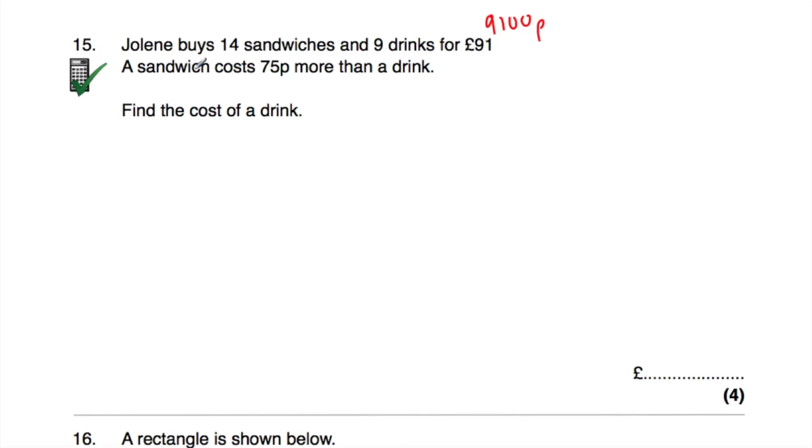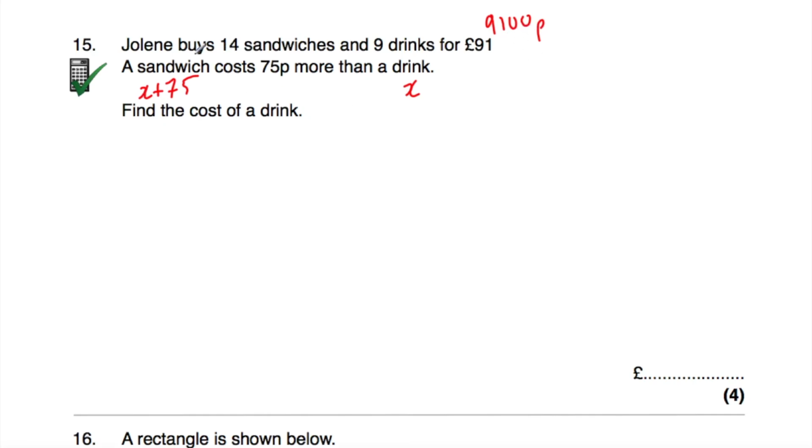Okay, and now let's make an equation because we're told that a sandwich costs 75p more than a drink. So if a drink costs X pence, a sandwich costs 75p more, so that'll be X plus 75. It's 75p more than what a drink costs. So if a drink costs £1, the sandwich would cost £1.75, and so on. Now we know that Jolene buys 14 sandwiches, so she buys 14 of these, and she buys 9 drinks, so she buys 9 of these. And that's equal to £91 or 9,100 pence.